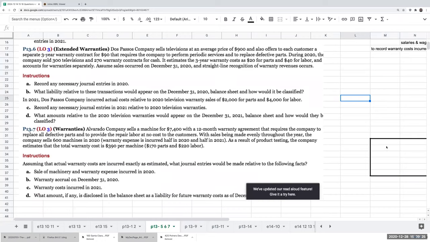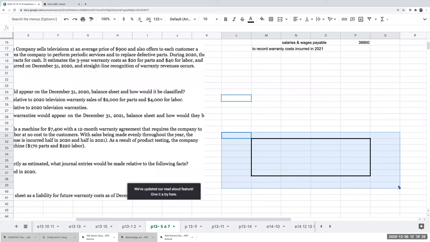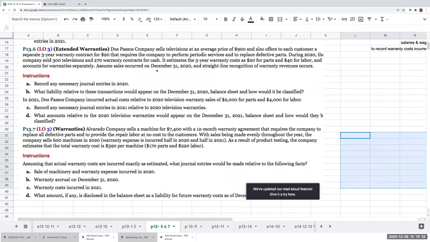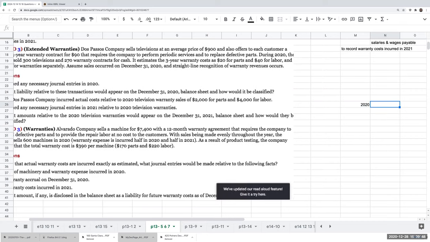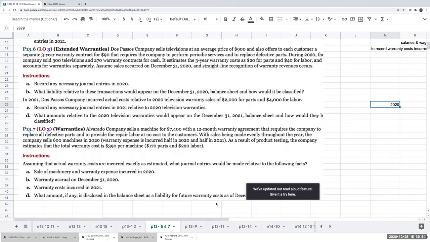Everybody, and welcome to exercise 13-6. This is extended warranties. Dos Passos company sells television at an average price of $900 and also offers to each customer a separate three-year contract for $90 that requires the company to perform periodic services and replace defective parts. During 2020, the company sold 300 televisions and 270 warranty contracts for cash.